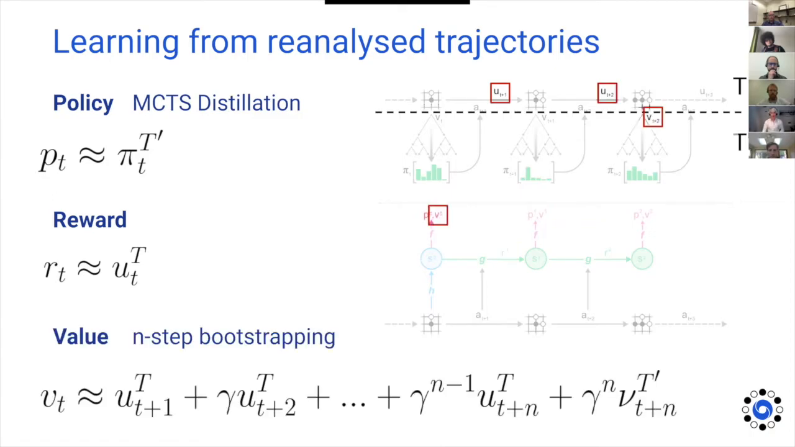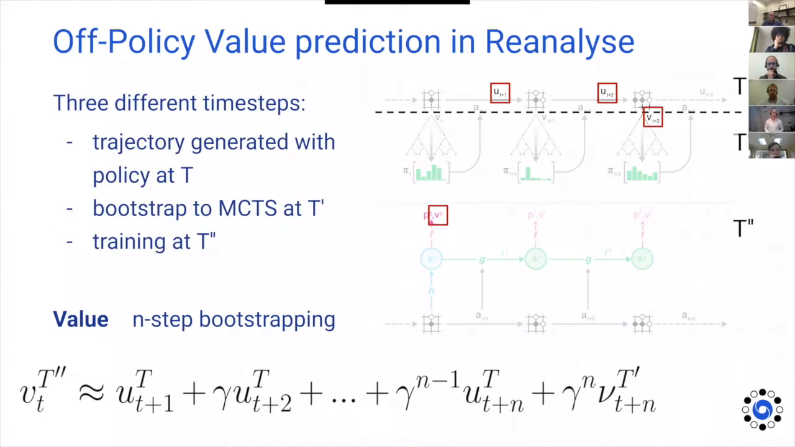It's only for the value loss where things become a bit more complicated. Because we're bootstrapping, we actually have a mix of the rewards from the old trajectory with the newly reanalyzed search value of the whole tree. And so if you look at it closely, we actually have three different timescales. When we generated the trajectory with network at time t, the tree search when we updated the statistics with a network checkpoint from t prime, and our current network that we are updating at t double prime.